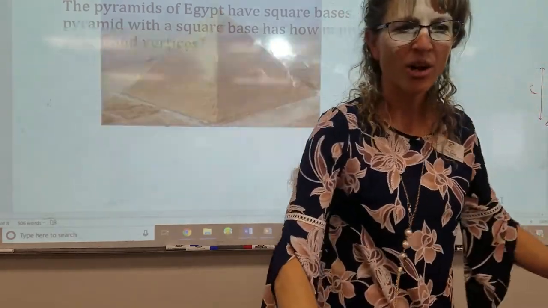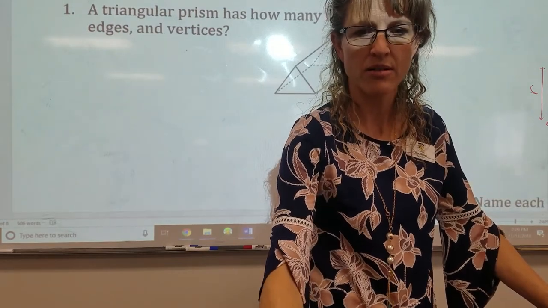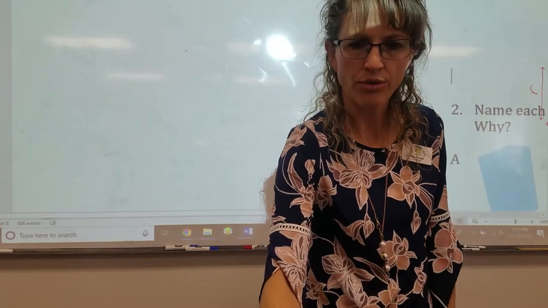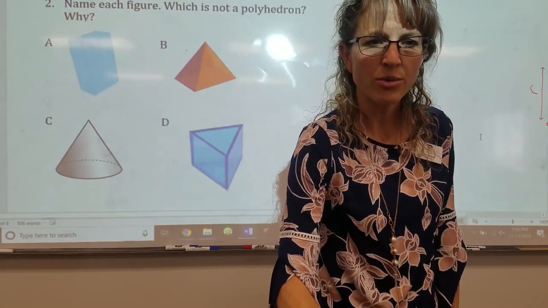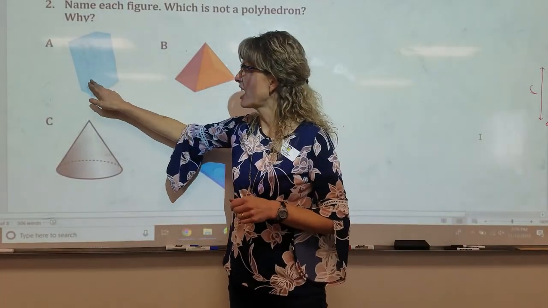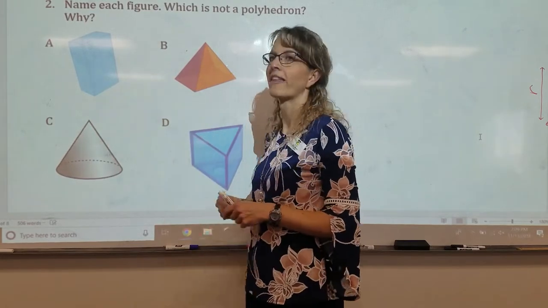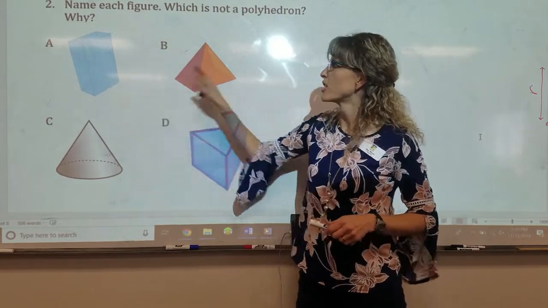Okay. We are good at faces, edges, vertices. Let's start drawing. We talked about that. Okay, before we draw, I gotta pop quiz you. Name each figure, which is not a polyhedron, and why. So you're gonna call students, what is the name of A? Kaylee. Rectangular prism. Good.